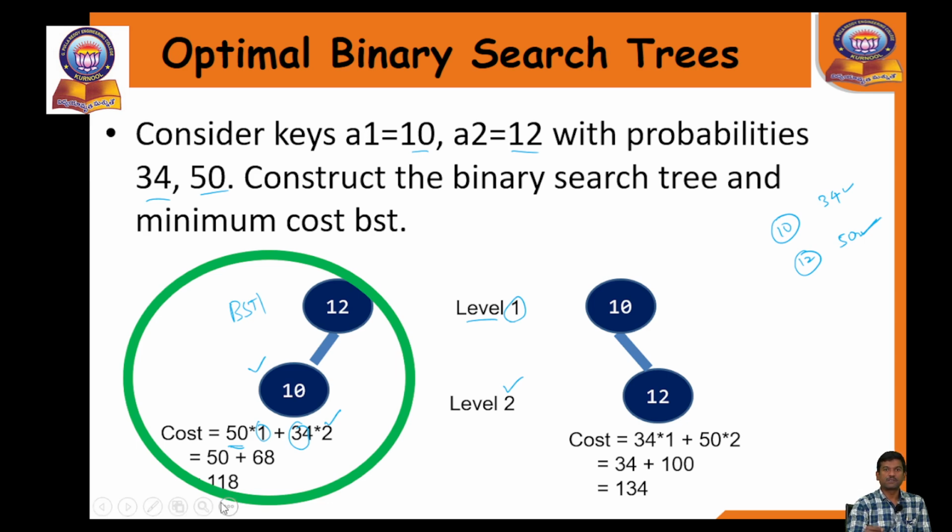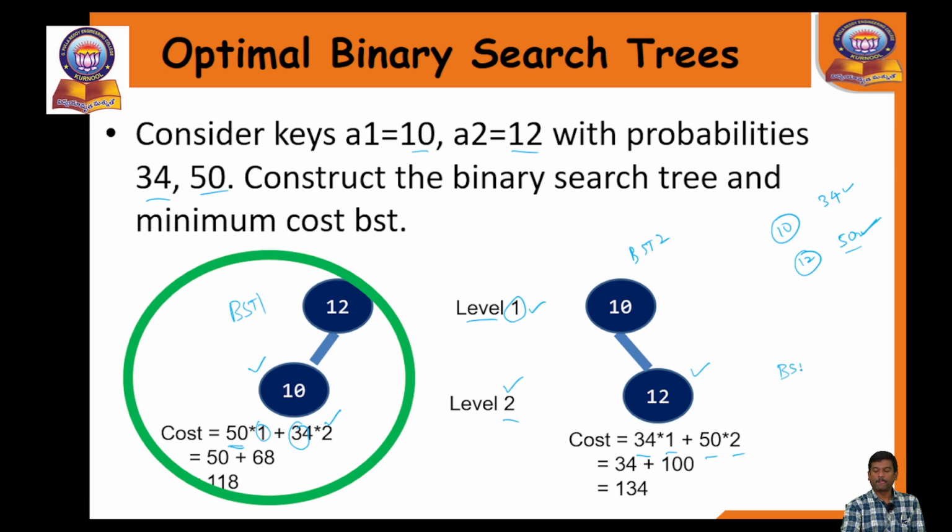As I mentioned, we can also arrange these elements in another BST, that is BST2. In the case of binary search tree 2, we are keeping the root node as 10 and 12 as the right child. So what is the cost? The cost of the root node 10 is 34 into the level number, which is 1, plus the cost of node 12, that is probability 50 into the level, which is 2. If you compute this, that is 134.